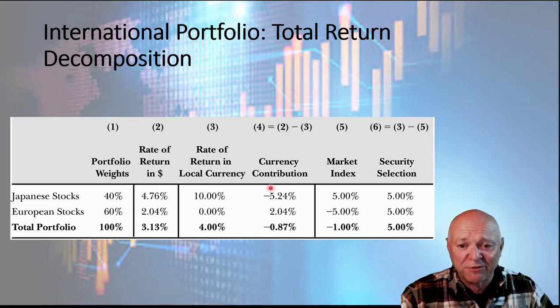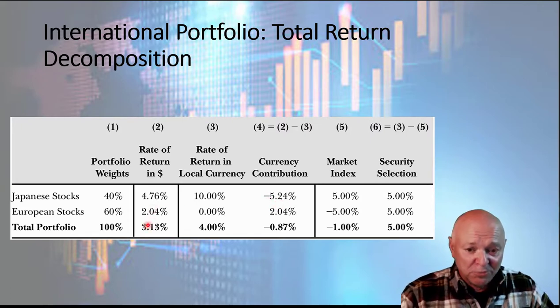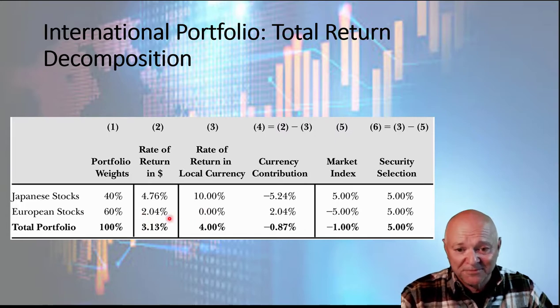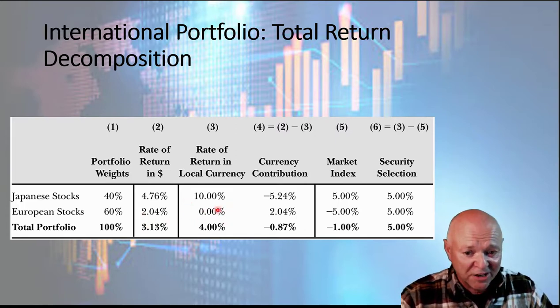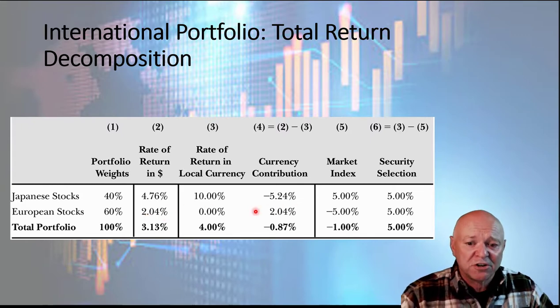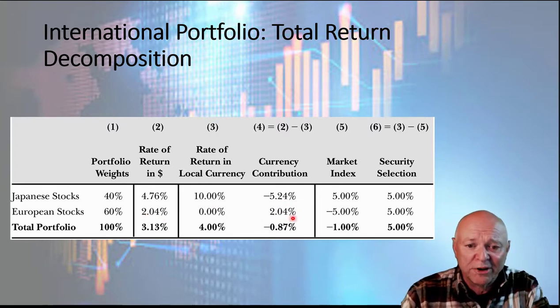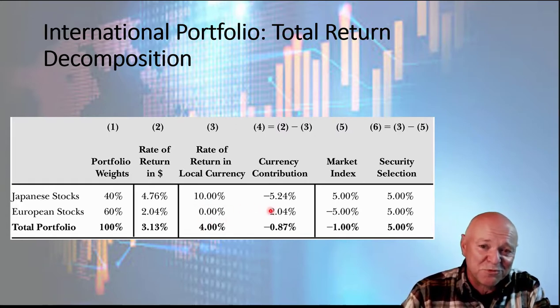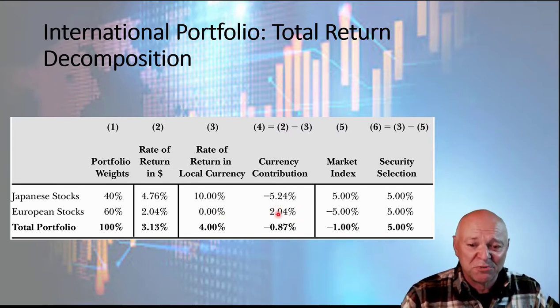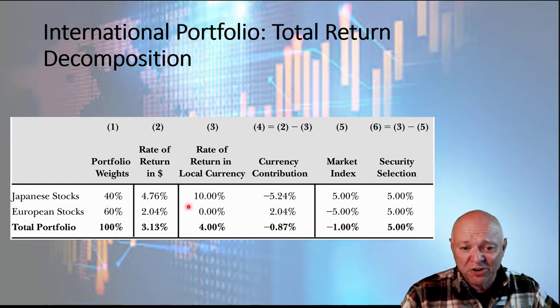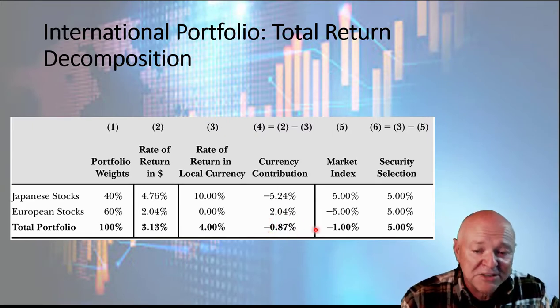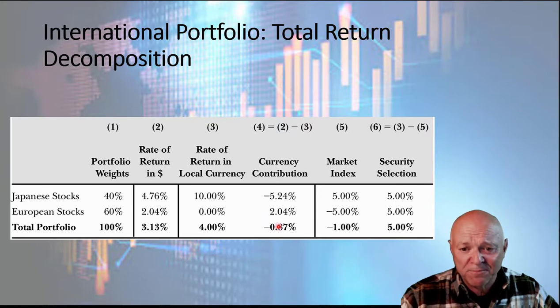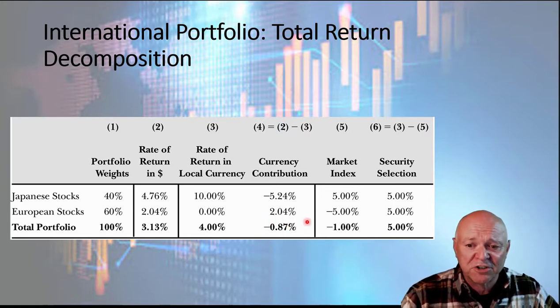We lost about 5.25%. In the case of the euro, well, there was no return or no change in the local currency. It started off at 100, it finished at 100. So the rate of return on our stock in local terms was 0, and there was a slight movement in the euro. So we ended up gaining a little bit because of the currency contribution. Again, the weight times the currency contribution, and the sum of those two weighted values turns out to be minus a little bit less than a percent of loss, actually, from our currency contribution.